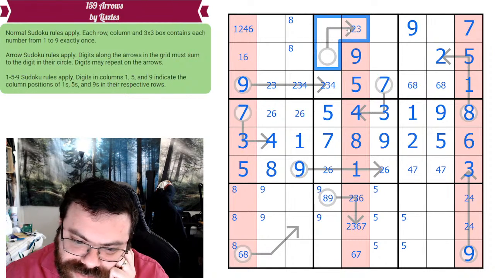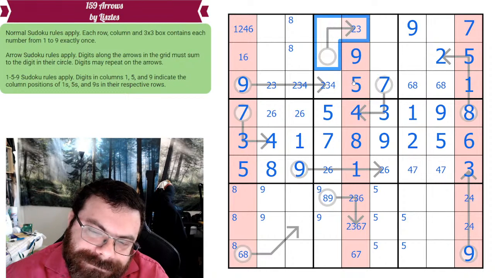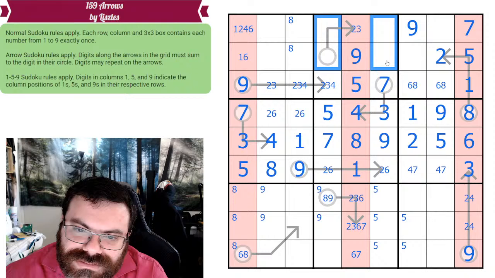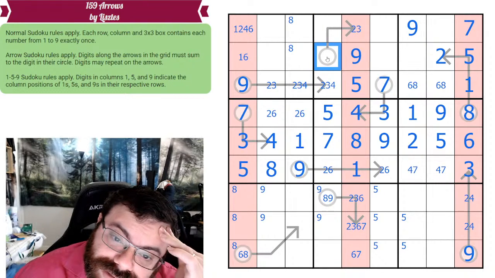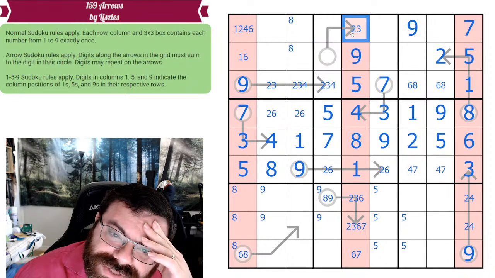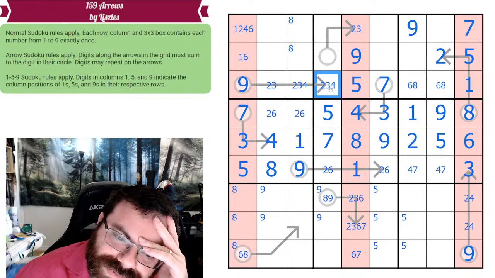It's got to be this arrow, right? It's the only one I haven't really looked at. What can these be? I need a 1 somewhere. And then the problem is they just can't be 5, 7, or 9. This could be a 3. This could be 2, 1, 3, 4.